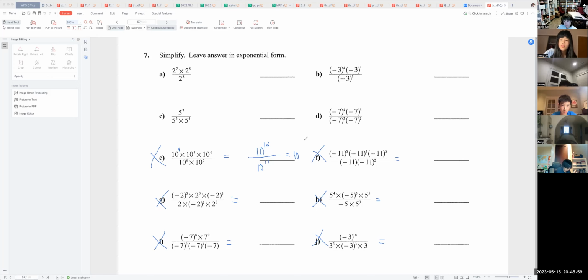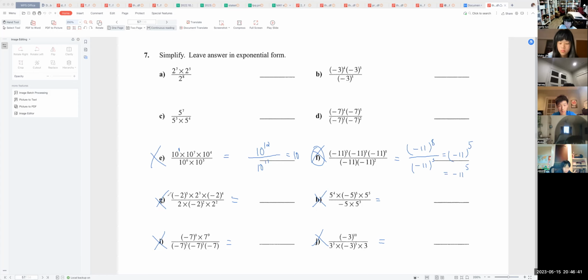Okay, so next one, Harvey, can you tell me the answer? Number F. I got negative 11 to the power of 8 over negative 11 to the power 3. No, the final answer equals what? Negative 11 to the power 8 over negative 11 to the power 3 equals negative 11 to the power 5. Okay, so that is the answer.